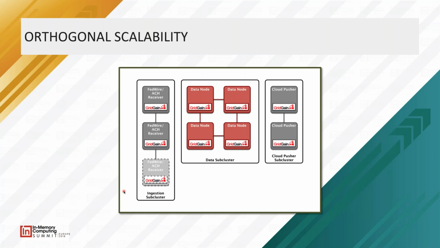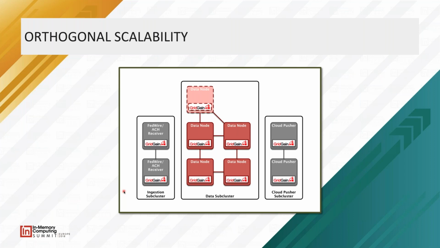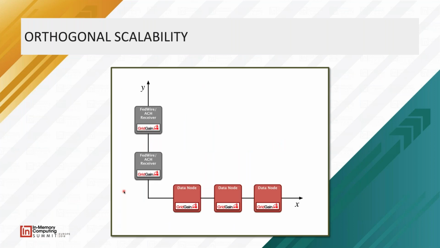I mean, here we see it's midnight. We want to add another FedWire ACH receiver. That's great. Add another one of those. There's no data rebalancing because our data subcluster isn't affected. Likewise, we want to add more data capacity. Don't really care about having more ingestion speed. Add another data node. This is the notion of orthogonal scalability. These two things can scale along entirely separate axes, right? And their scaling is independent of each other.